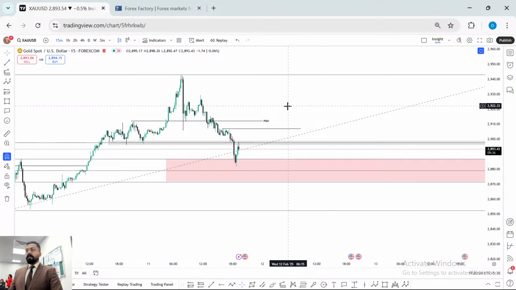We are analyzing on the backend charts as well. So if there is a trade, then we will let you know. All right, Shoaib Polak, I've already told you about gold.